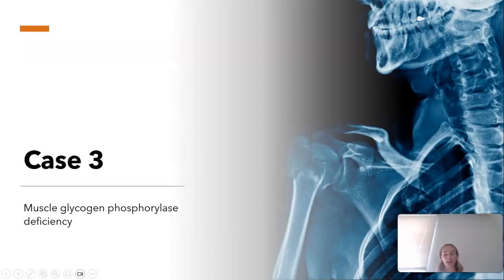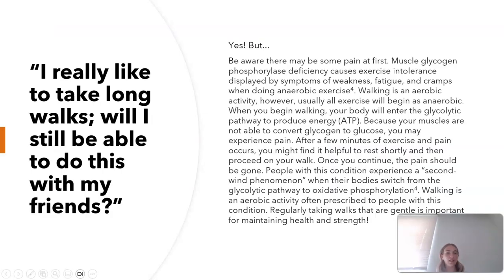And then for my third case, this was looking at muscle glycogen phosphorylase deficiency in a 16-year-old girl. This case was set up by question and answer format. So the first question was, I really like to take long walks. Will I still be able to do this with my friends? So to answer the patient, I found that the answer was yes.